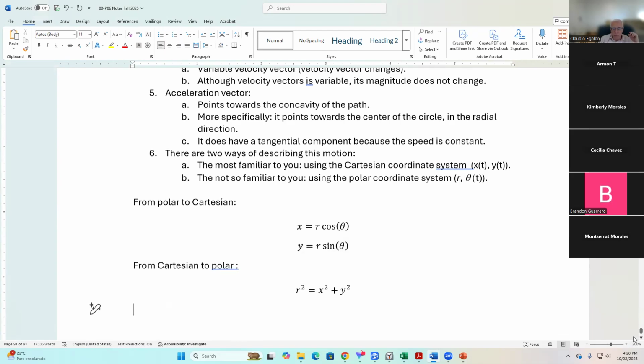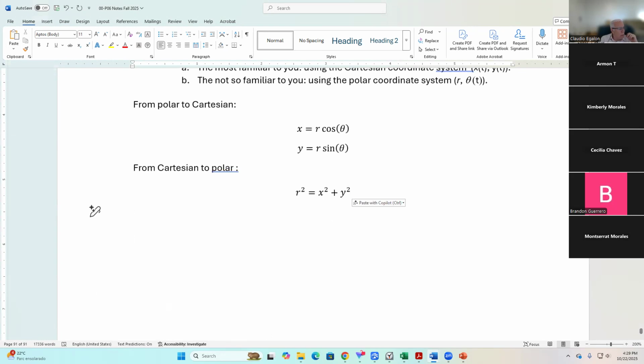And there's another relationship that you have to know. From Cartesian to polar, we have this relationship, and we have this one here, which can be rewritten. What you see here is just a right-angle triangle, the Pythagorean theorem. And the polar angle theta can be written as the arctangent of y divided by x.